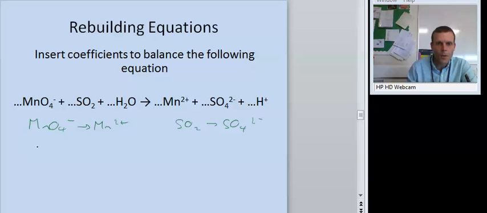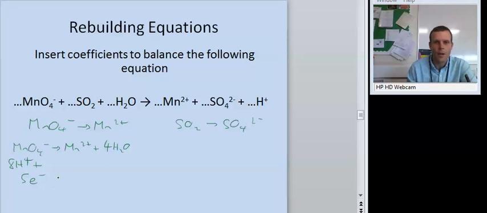So if we start with this one, the manganeses are okay, but I'm going to need some oxygens on the right, so I'm going to do that by adding in some water. Mn2+ plus 4H2O. Now I need to sort out those H's that I've just added in, and I'm going to do that by adding in some H+, like that, to the left. And now I need to look at the charges, and I can see that this side is 7+, this side is 2+, so I'm going to need 5 electrons there to balance that.